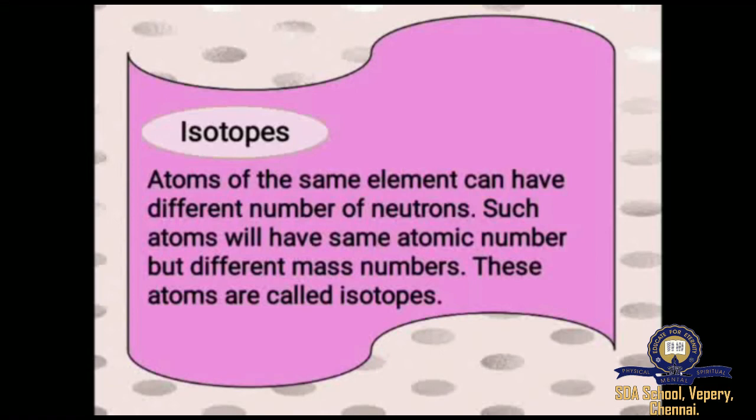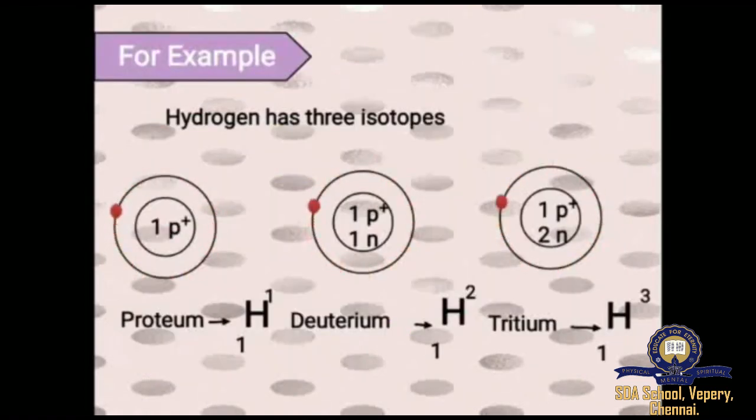These are atoms of the same element. They have the same atomic number but different mass number. These atoms are called isotopes. For example, hydrogen has 3 isotopes. As you can see here, the first one, protium, consists of 1 proton and no neutron, 0 neutrons present in the nucleus. Therefore, it is written as H 1 1. Atomic number is 1, mass number is also 1, since there are no neutrons present in it.